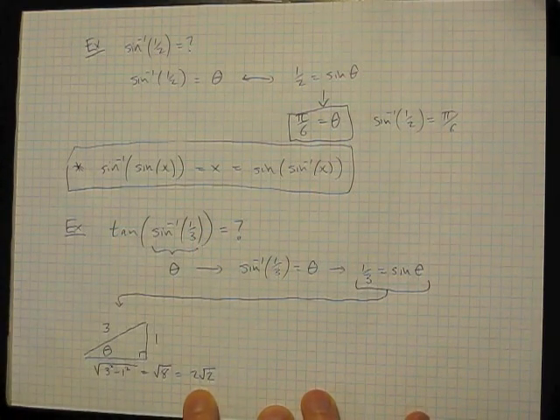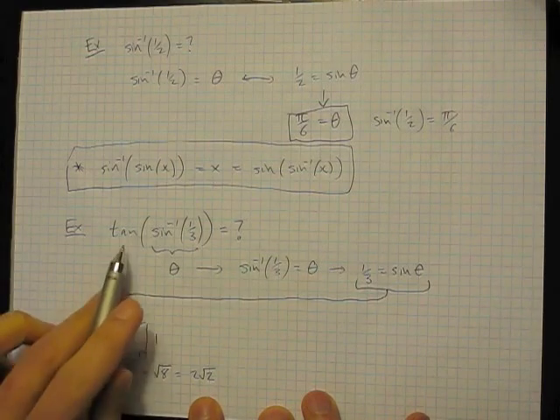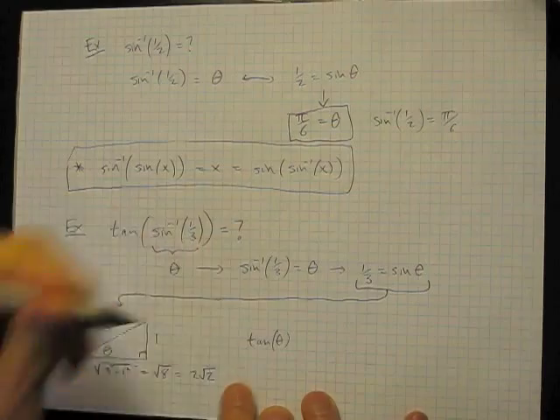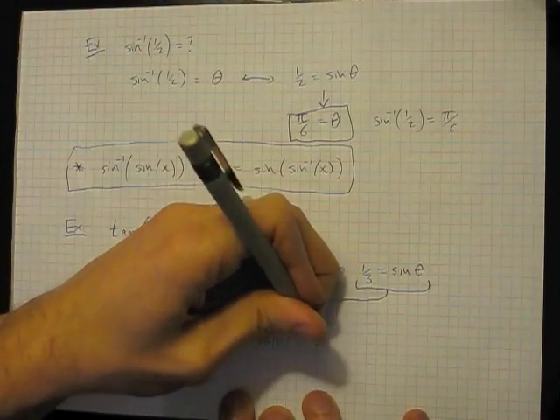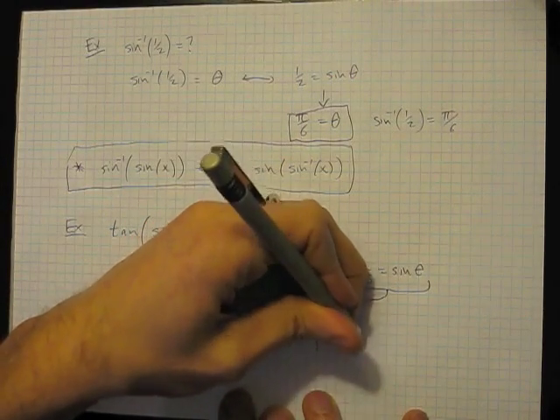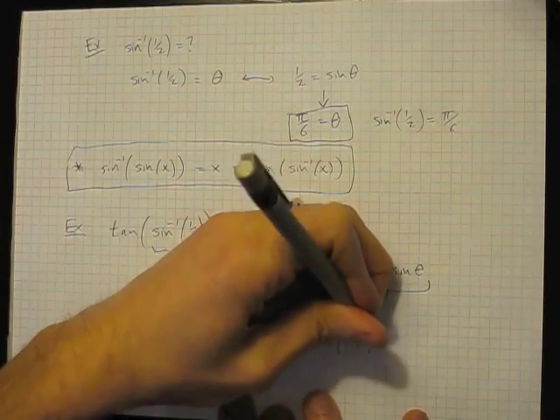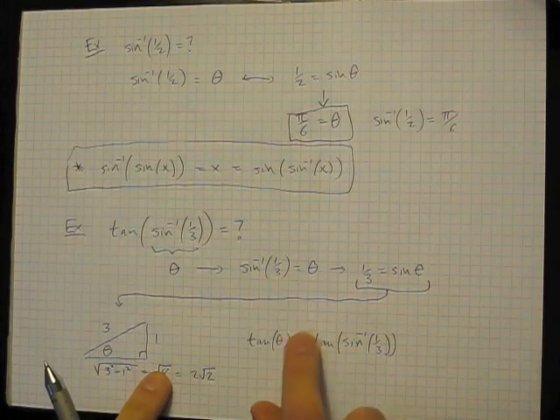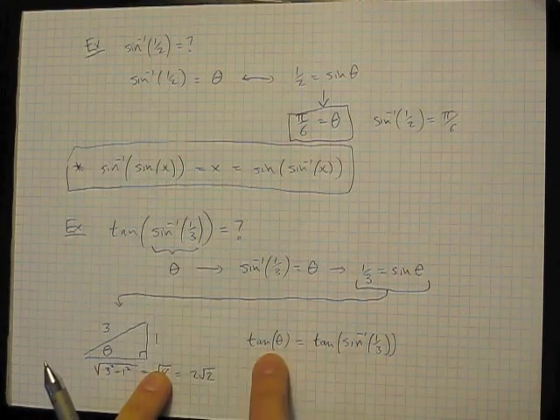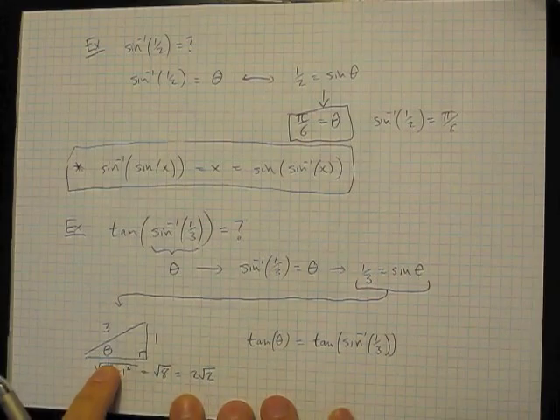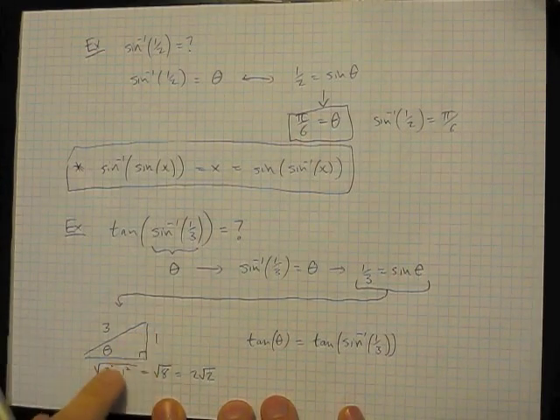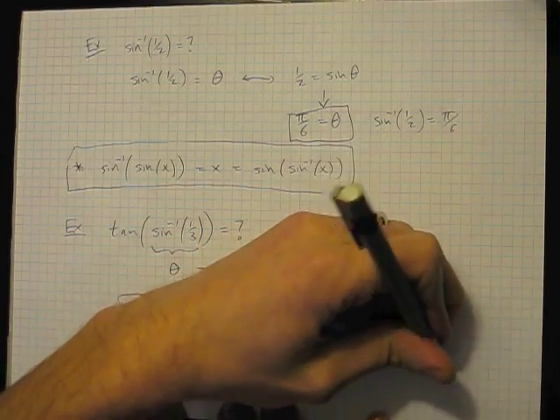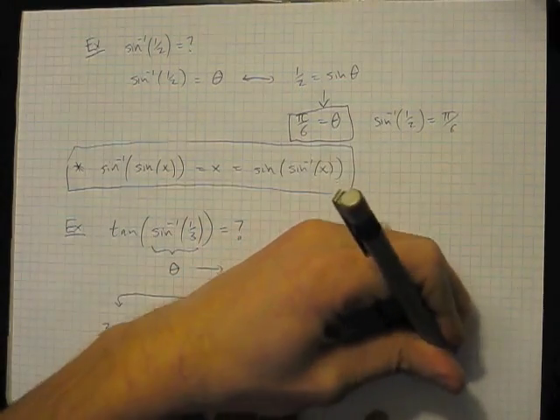Okay? So now that we know all the sides of this triangle, we can answer what is the tangent of it. So the tangent of theta is the tangent of sine inverse of a third, because that's how we defined theta. Theta was sine inverse of a third. And so the answer to this question is just the answer to what's the tangent of theta. The tangent of theta is just the opposite over the adjacent. So we get 1 over 2 times the square root of 2. Okay, so this is the answer.